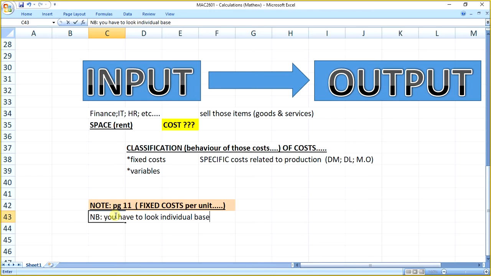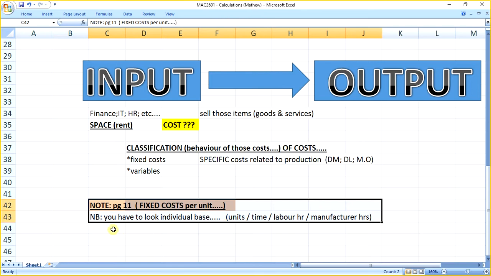A base. I understand what you're saying though. Okay, so the base will either be units, or it could be time, or it could be, let's say, labor hours. So time is labor hours, or manufacturing hours. Could it be, for example, machine hours? Machine hours, correct. All of those. So that's something that you need to consider because that's part of other calculations.